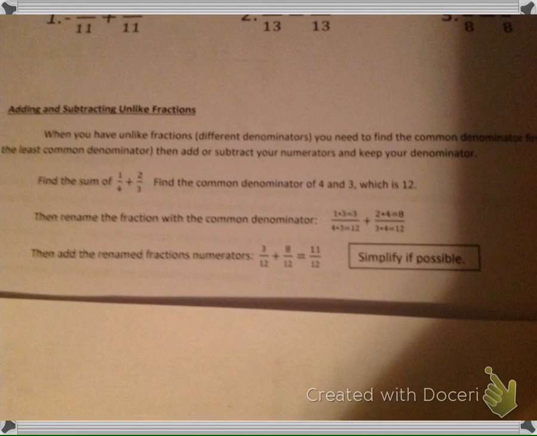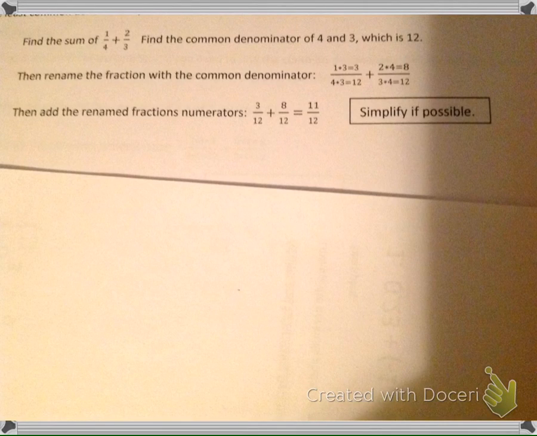So you're going to actually just change them into like fractions. Okay, let me take this picture over because it's a little too blurry. Okay, this looks better. Okay, so we're going to find the sum of 1/4 and 2/3. So you need to find the common denominator of 4 and 3. The least common denominator of 4 and 3 is 12.